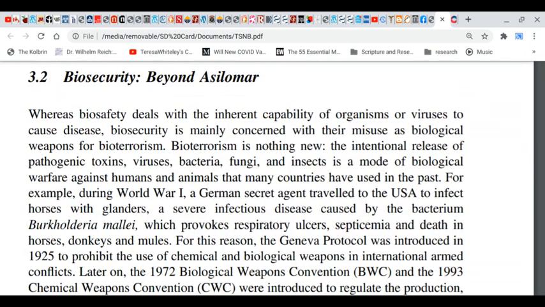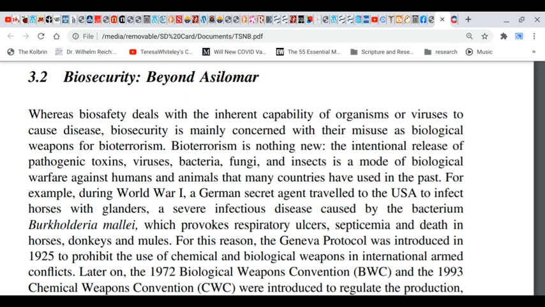Beyond Asilomar, whereas biosafety deals with the inherent capability of organisms or viruses to cause disease, biosecurity is mainly concerned with their misuse as biological weapons for bioterrorism. Bioterrorism is nothing new. The intentional release of pathogenic toxins, viruses, bacteria, fungi, and insects is a mode of biological warfare against humans and animals that many countries have used in the past.